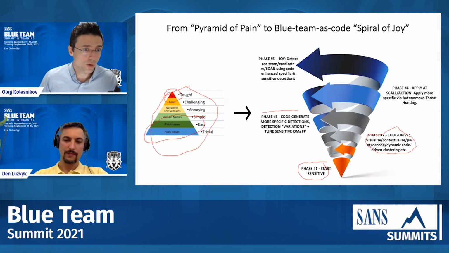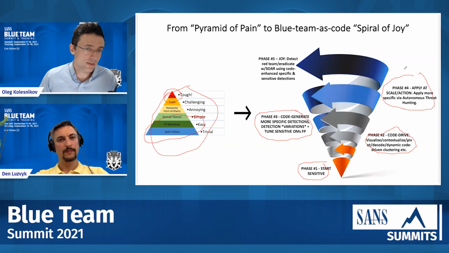Phase three, and it's very important: your code can be used to generate more specific detections. You can use detection variations as well, based on the knowledge base. And then you also tune your sensitivity for false positives. Then phase four: you can apply the artifacts that were generated from code and from your investigations using code at scale across the organization. You can apply them via autonomous threat hunting or some other method.